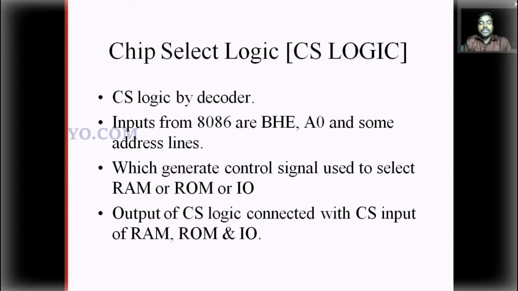What is chip select logic or CS logic? What is chip select? What is a chip? A chip is an IC present in a motherboard. In a motherboard we have a lot of integrated circuits, and these integrated circuits are not always switched on. Whenever we need, we can switch on the integrated circuits.